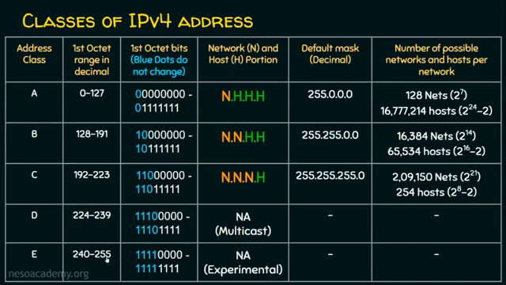And just recall, what is the starting value in an octet? It's 0, right? In decimal it is 0. And what is the final value in an octet? It is obviously 255. Between 0 and 255 in the first octet, we have 5 classes. Classes A, B, C are for general purpose, class D is for multicasting purpose, and class E is reserved for experimental and research purpose.